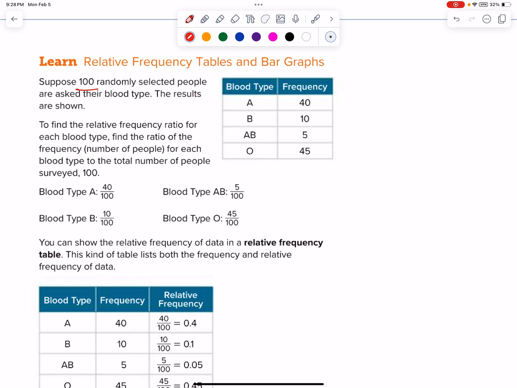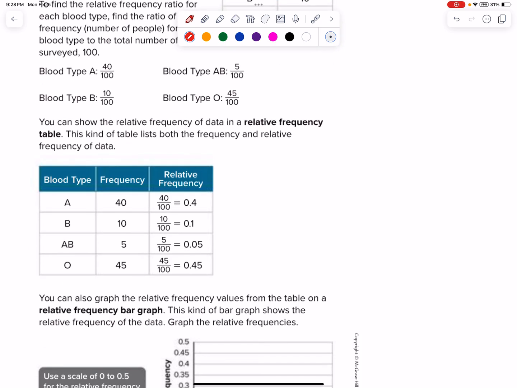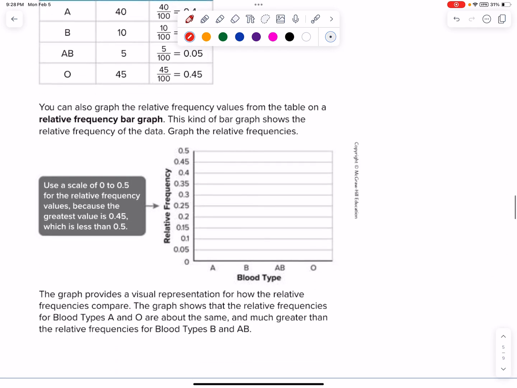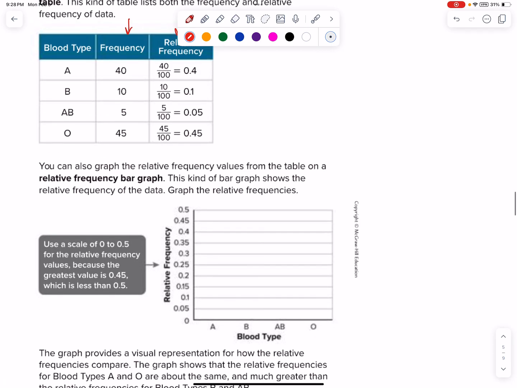Here's the blood types of 100 people. To find the relative frequency ratio, find the ratio of the number of people for each blood type compared to the total number of people surveyed, which is 100. And so you can see we already have all those fractions listed there. Okay, you can see that we can also list the frequencies and relative frequencies in a chart, to just make it easy. You can also graph the relative frequencies. And so they're just having you see this in case this is how they represent them. So let's go ahead and do this.